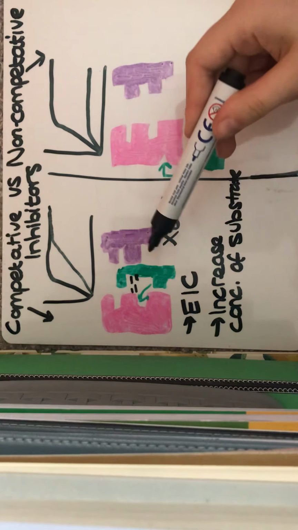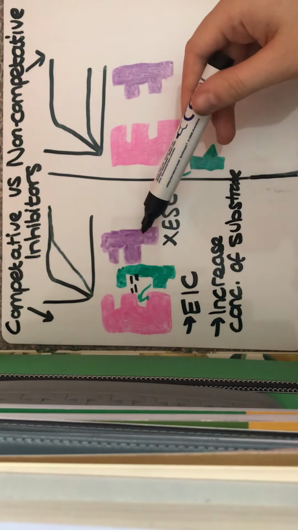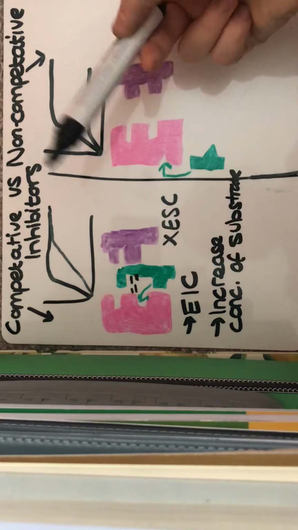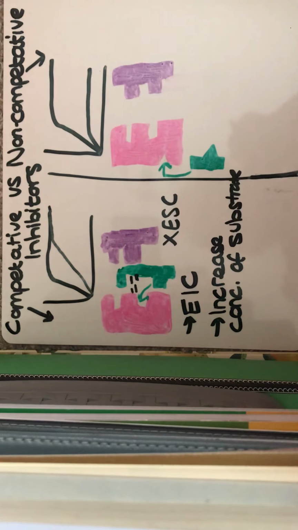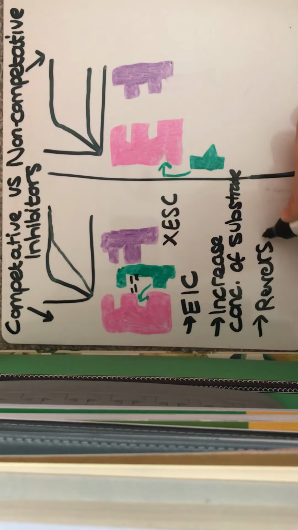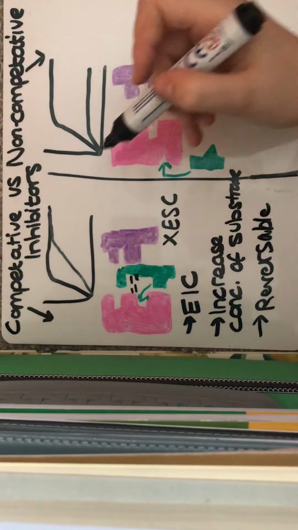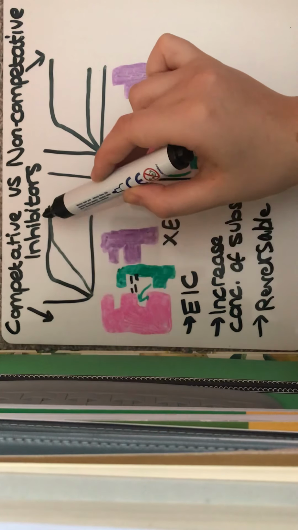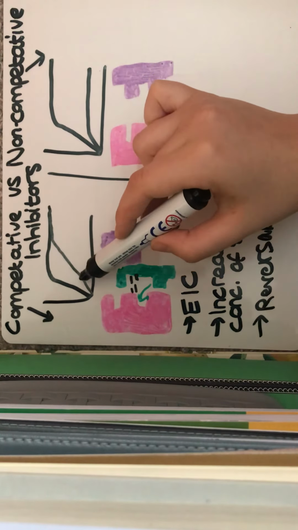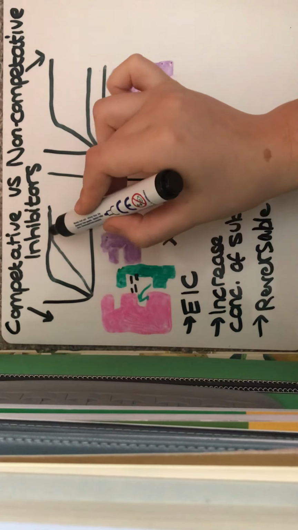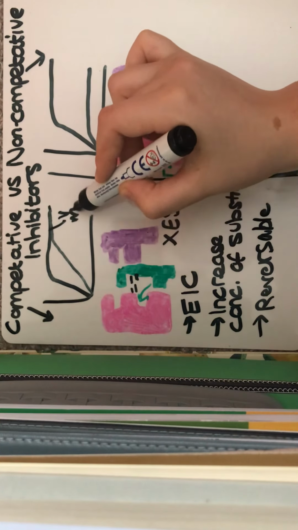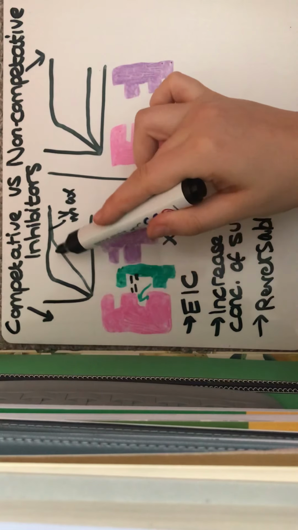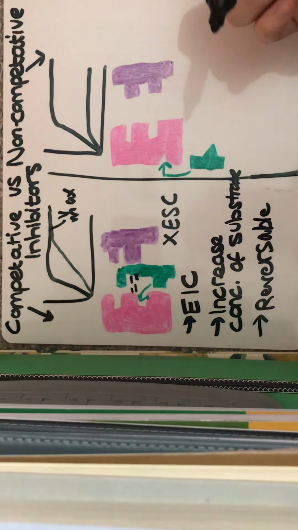So the substrate would actually be free to bind to the active site. So this is why competitive inhibitors are actually reversible, which is why on the graph, if this line is with no inhibitors, then we still reach Vmax, but we've reached it slower than we would have with no inhibitors.